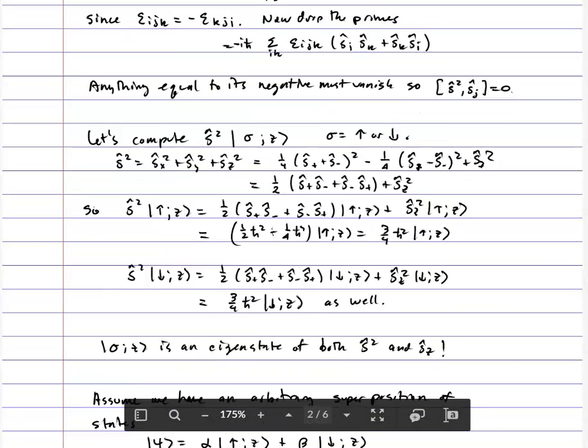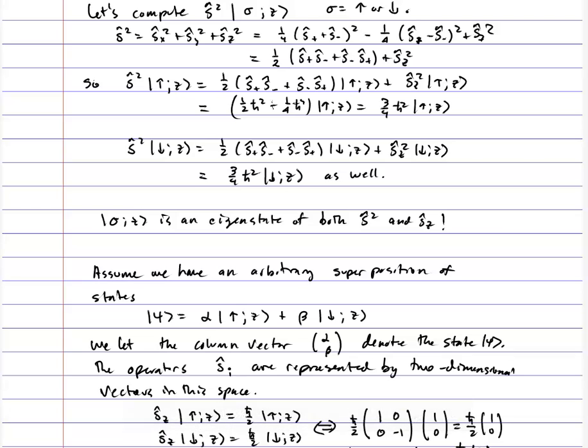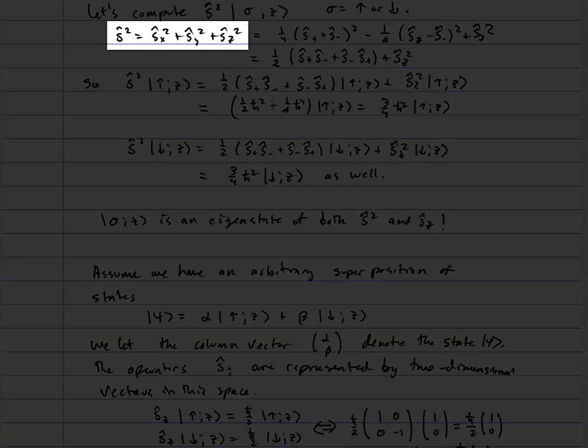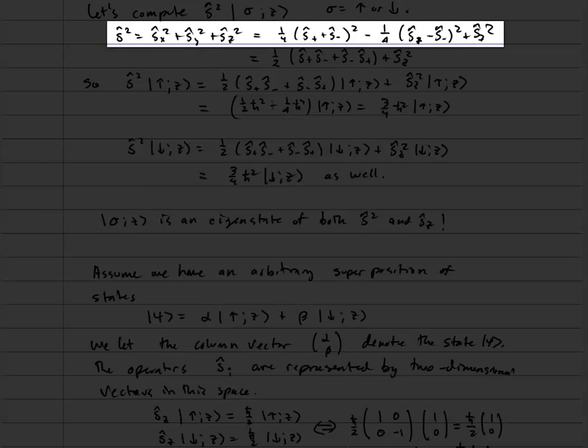All right, so let's compute what S squared is when it acts on one of these states, where sigma is equal to up or down. S squared is equal to Sx squared plus Sy squared plus Sz squared, but we want to express it in terms of S plus and S minus because it's much easier to work with S plus and S minus when I'm working with states that are eigenstates in the z direction.